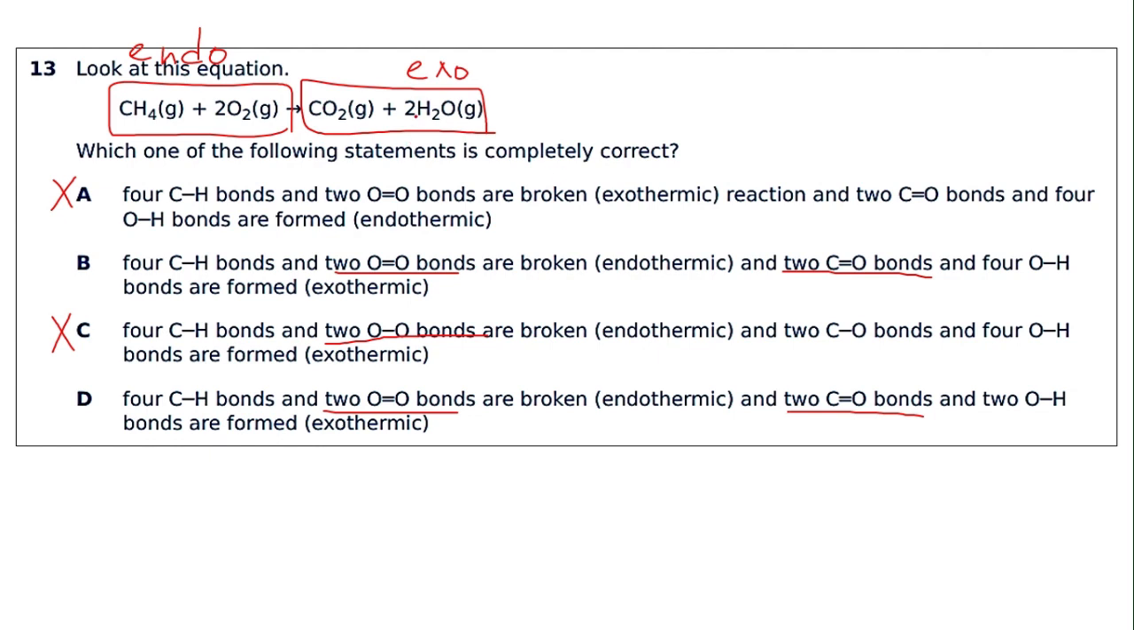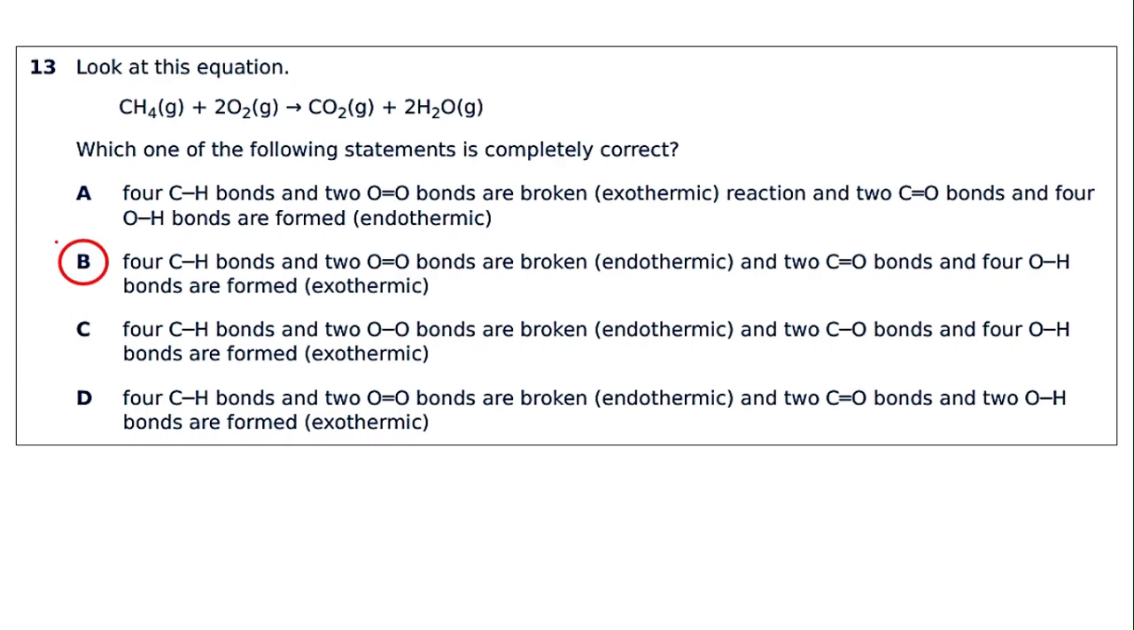Then in the case of water, one water has two OH bonds, and two waters will have four OH bonds. So we have four OH bonds, not two. So option B will be the right option here. 4 CH bonds and 2 O=O bonds are broken in the endothermic reaction. 2 C=O bonds and 4 OH single bonds are formed in the exothermic reaction. So option B will be correct here. That's all about the self-assessment question of chapter 6, Enthalpy Changes.